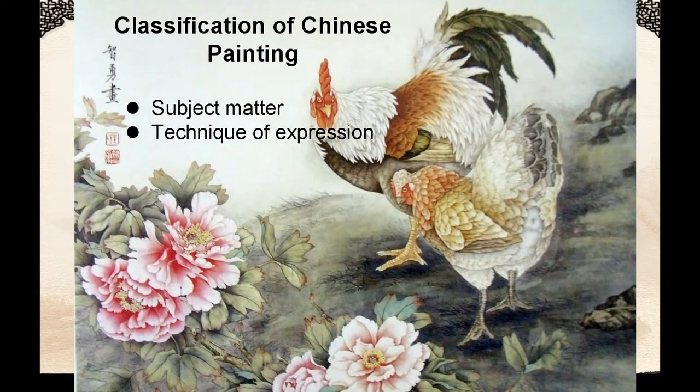Now, shall we come to the classification of Chinese painting? Chinese paintings can be classified according to subject matter and the technique of expression. The painting here meticulously depicts chickens and peonies. According to subject matter, it falls into the category of flower and bird painting. According to technique of expression, it is in fine brush style, elaborate and realistic, drawing the details.